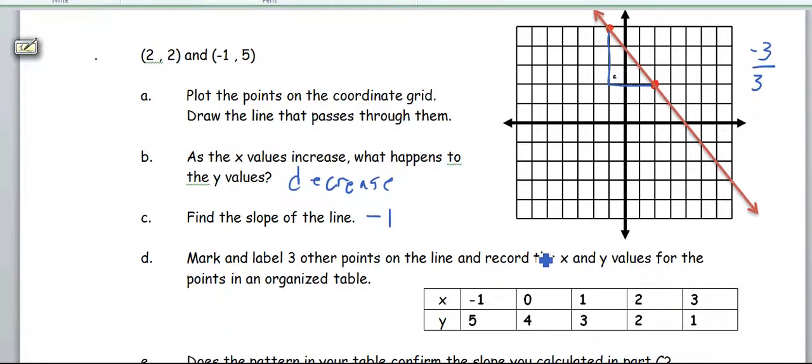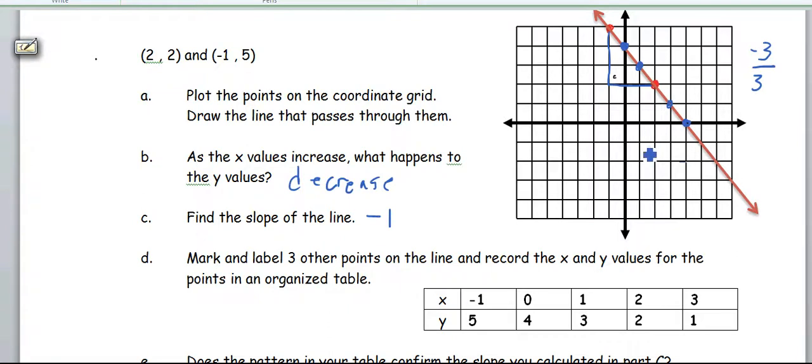Now it asked me to find 3 other points. When it asks for points, what we're looking for specifically is where this line cuts through exactly the corner of a box created by our grid. So here's a corner of a box right there, and here's a corner of a box right there, and right there, and right there.